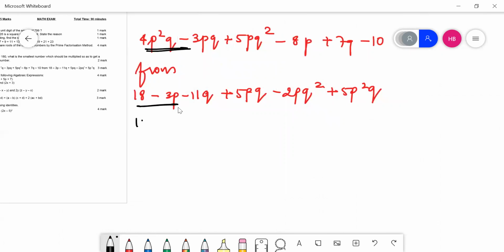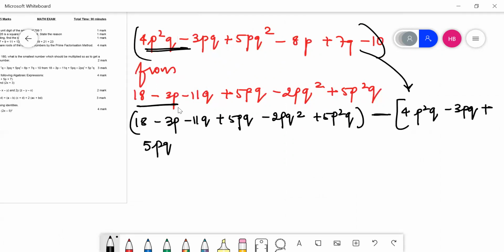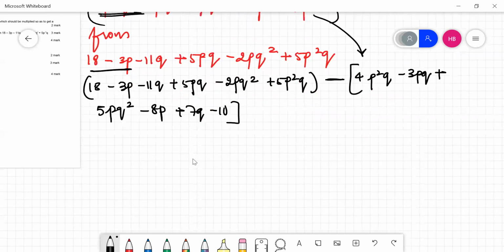So what I have to do, I'll just write the subtraction operator. 18 minus 3p minus 11q plus 5pq minus 2pq square plus 5p square q, minus, I have to subtract this algebraic expression, so I'm going to write it here: 4p square q minus 3pq plus 5pq square minus 8p plus 7q minus 10. Okay. Now, I'm just going to simplify this.